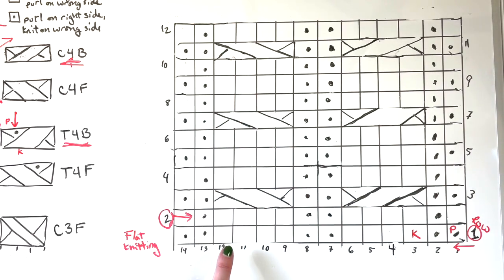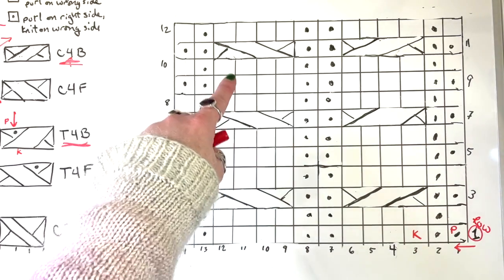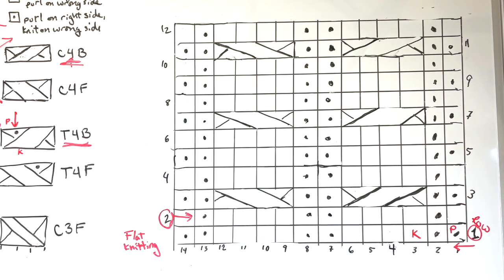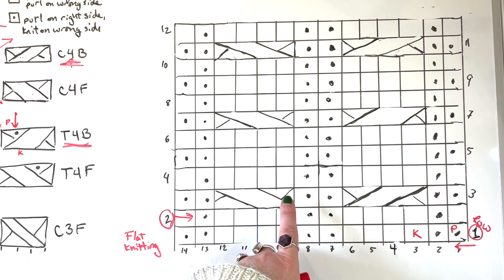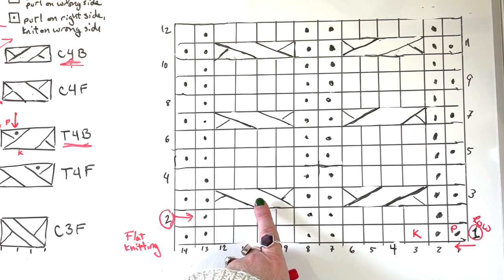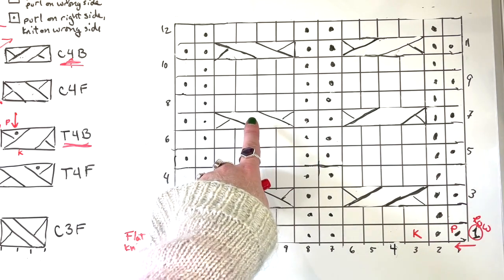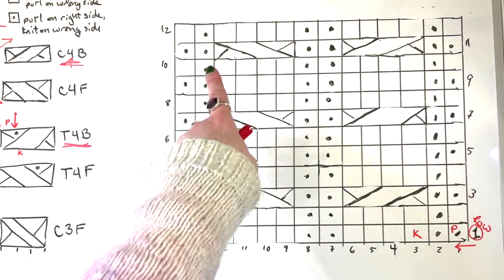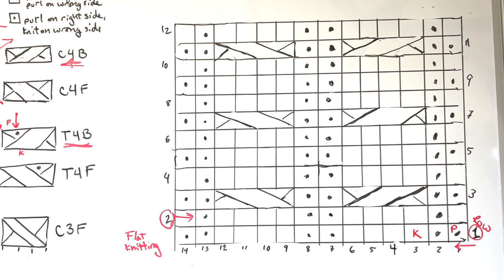But what this chart helps us break down is all the rows where we just knit your knits and purl your purls, or very small variations of that. And it's only on row 3, row 7, and row 11 where we have other things happening.